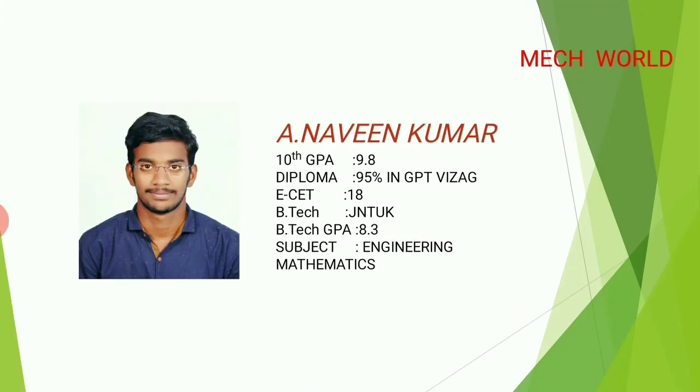This is a brief introduction about myself. Again, my name is A. Navin Kumar. My 10th GPA is 9.8. My diploma percentage is 95. I studied diploma in GPT Visakhapatnam.